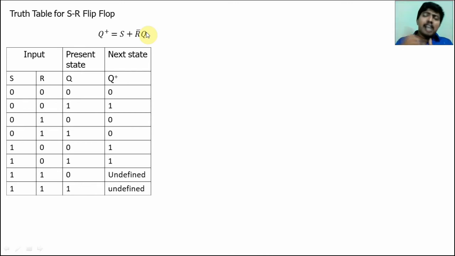If set is applied, the output will always be 1. It does not depend on the present state. If reset is 1, the output is always 0. Reset means 0, so the output is always 0. If set and reset are both high, it is undefined. We cannot give both set and reset as high. Okay, so this is the truth table.